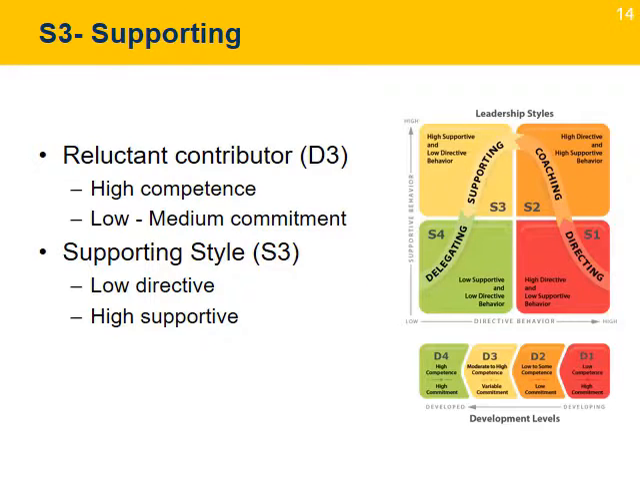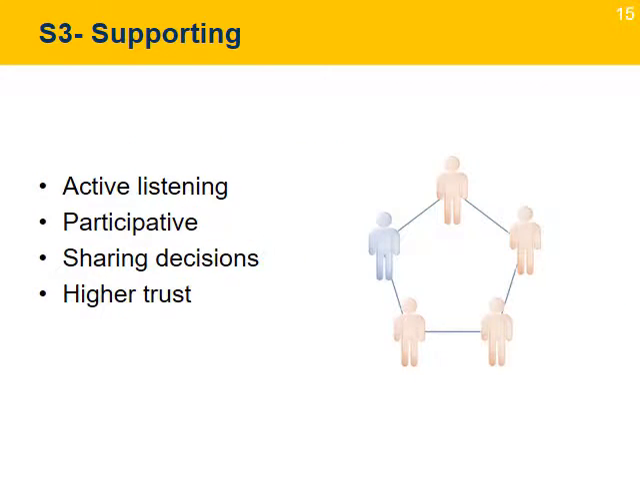The supporting style is used when the team member has high competence and low to medium commitment. In this situation, the leader will use the supporting style that is characterized by low directive but high supportive behaviors. The project leader focuses more on the relationships and people and less on direction. The team member is empowered to make many of the decisions if he has the knowledge to do so. There is a higher level of trust and communication between the project leader and the team member. This style includes active listening, participation in decisions, and providing recognition and social support.